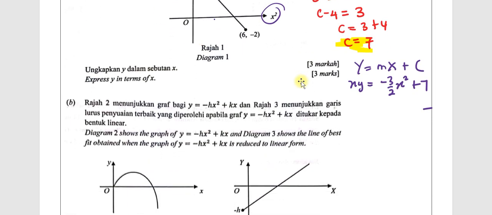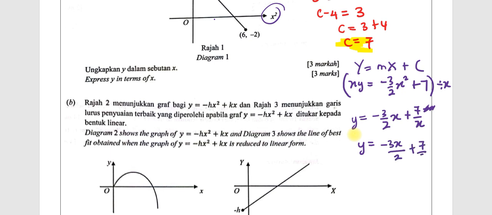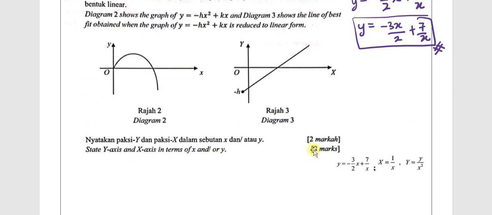Now you need to express this in terms of y. Just divide the whole thing by x. So your xy will disappear. xy divided by x, you are left with y. Negative 3 over 2, x squared divided by x, you are left with x, plus 7 over x. So in short, y equals negative 3x over 2 plus 7 over x. So this should be your equation.